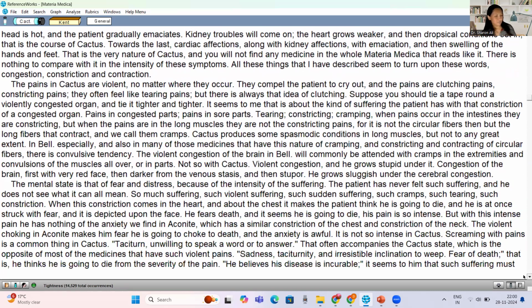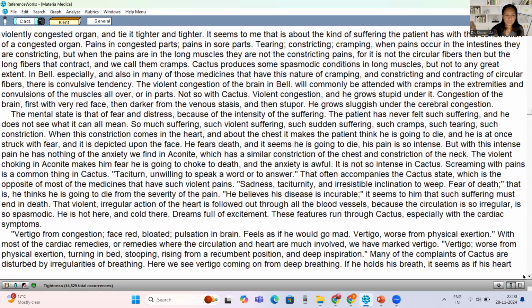The mental state? Yes. So we see fear and distress because of the intensity of suffering. The patient has never felt such suffering and does not see what it can all mean. So there's so much suffering, violent suffering, sudden suffering, and he is struck with fear. He fears death, fears he's going to die. The pain is so intense.